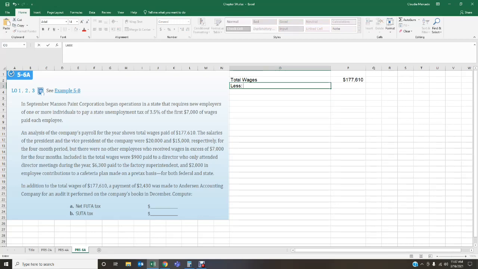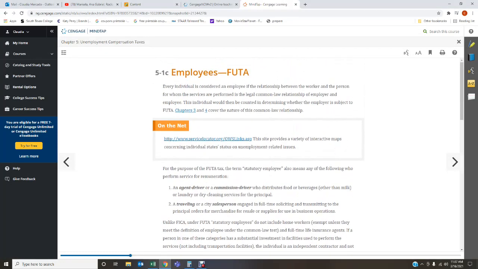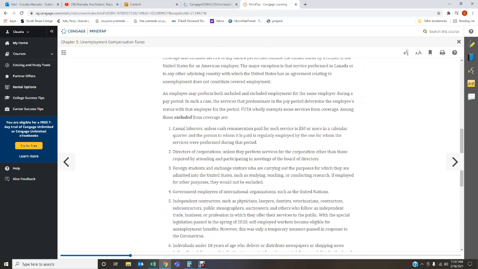The problem states that there was $900 paid to a director who only attended meetings. If I go back to the book, this is section 5.1c, employees FUTA. If we read down here, it says that for FUTA, wholly exempt services from coverage among those excluded are, and it gives you a list. If we look at number 2, we are going to exclude any directors of corporations unless they perform services for corporations other than attending meetings. Because these directors should not be included, we have to exclude that from our earnings.